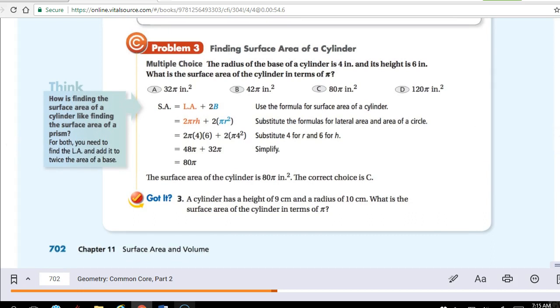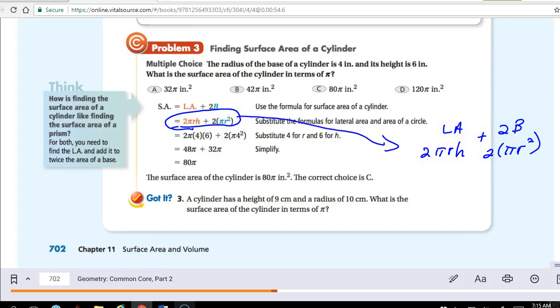Okay, so let's look a little bit closer at number 3. If the height were 9 and the radius were 10, what is the surface area? It's this same thing right here. So it's going to be 2 times pi times r times h, that's your lateral area, plus 2 times the base area, which is going to be 2 times pi r squared. So I'm just pulling that straight from there. And then I'm going to just plug in what I know. 2 times pi, and the radius is 10, so I'm going to put a 10 in there. And then the height was 9, so I'm going to put a 9 in there.